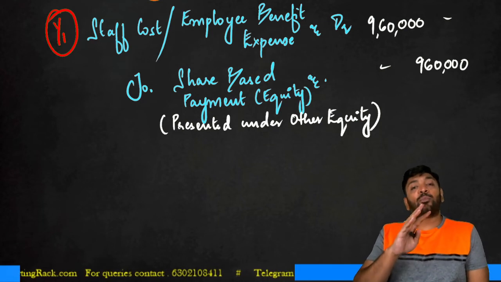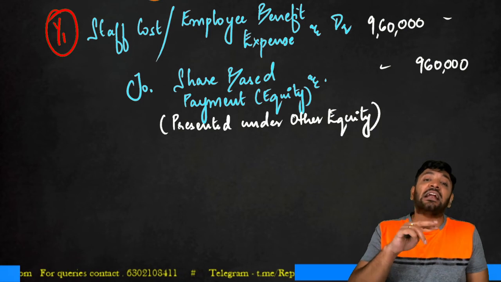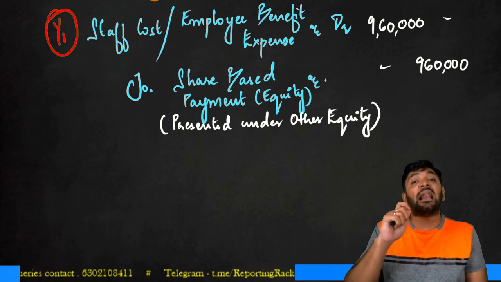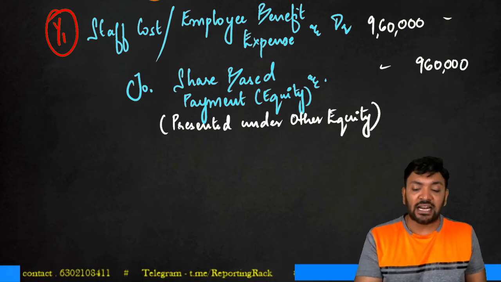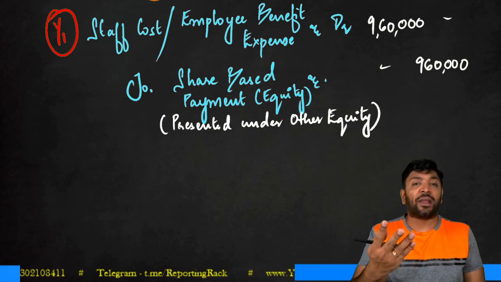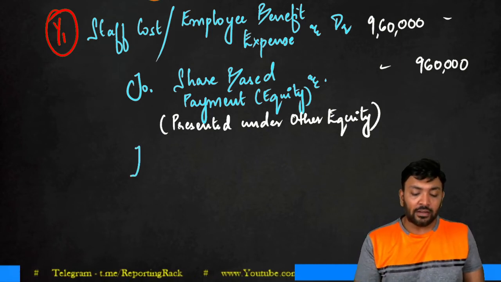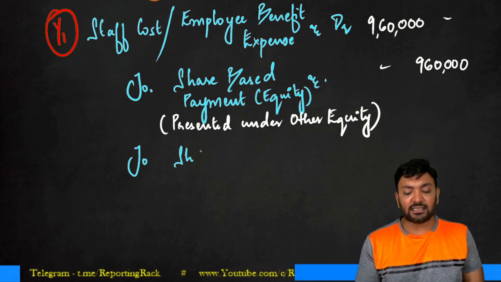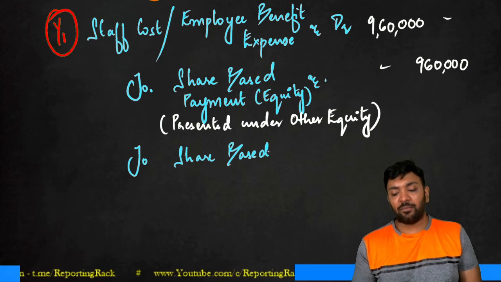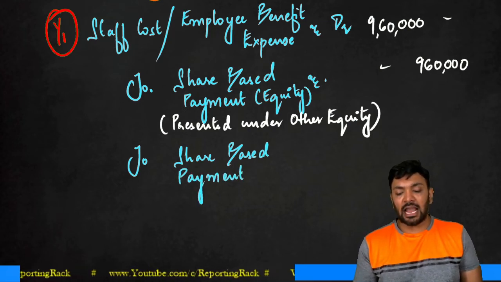But let's say the employees are not having an option to exercise these shares, but they have a right to receive cash settlement. That means these are not options, but they are rights, stock appreciation rights. In such case, the company has an obligation to pay cash. Therefore, it should not be equity. It should be liability. In such case, I'll write it as share-based payment liability account.